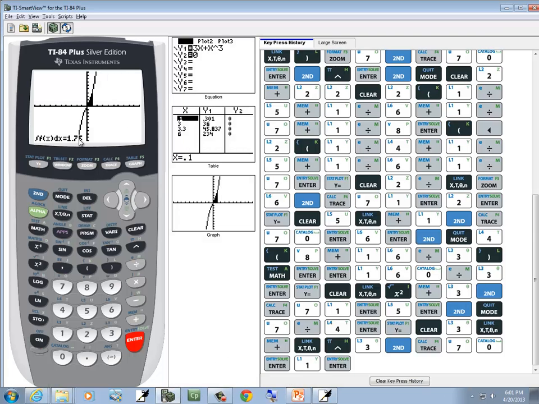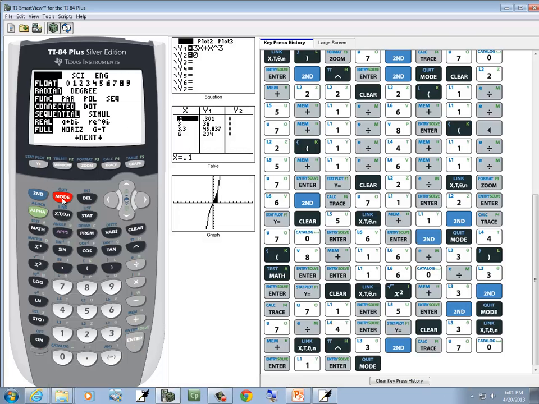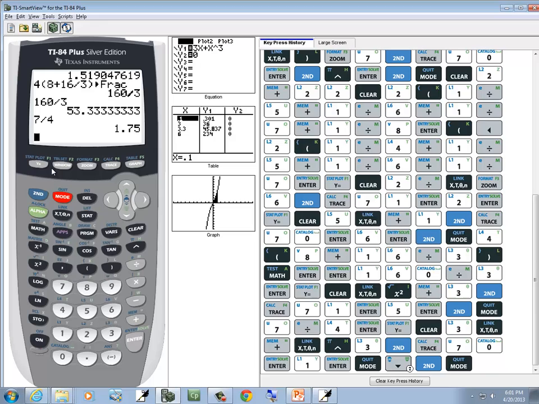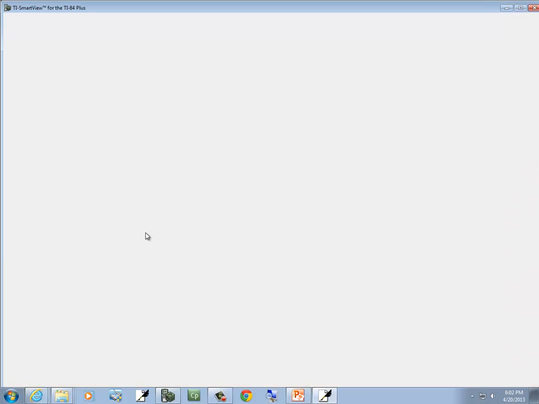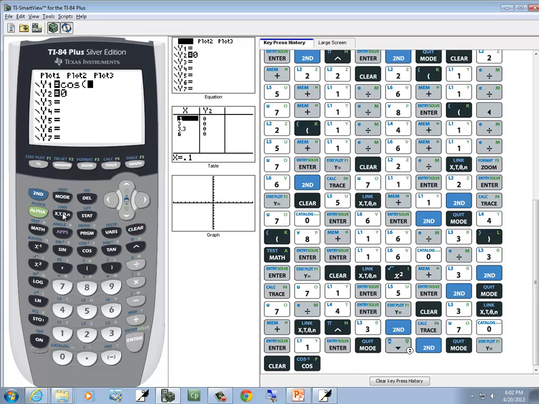So I'm going to make sure I'm in radians. I'll press mode, down arrow to the third line, and if yours isn't selected, put your flashing cursor on radians and press enter one time. And then second mode to exit out. We'll press y equals, clear. We've got cosine x plus sine 2x.